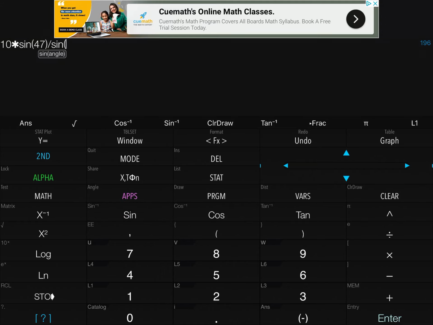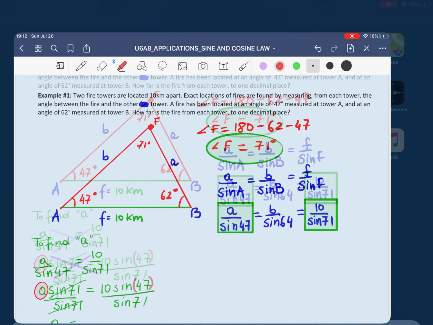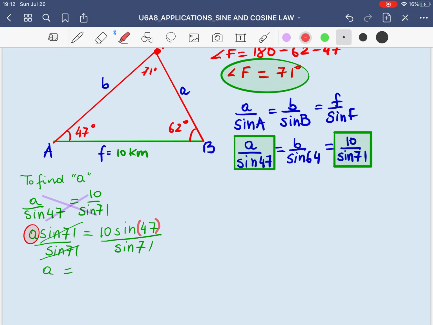So sine of 71 divided by sine of 71. Close the brackets, enter, and I got here 7.734 or 7.7. So I'll write that down. So 7.7 will be the side length A. Meters. And then I move on to finding the side length B.